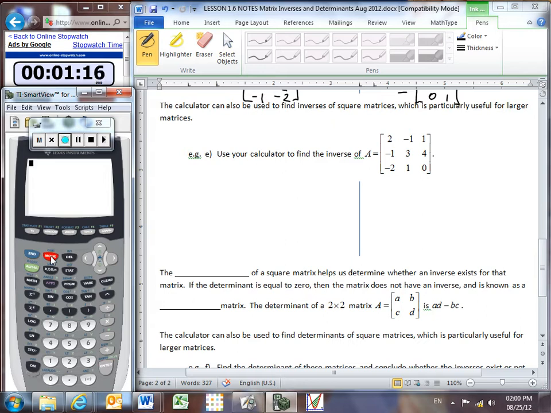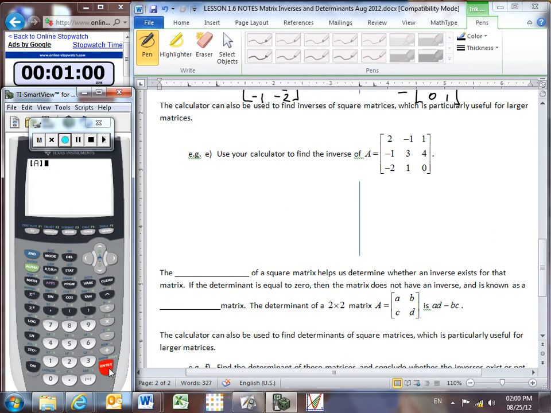And now I'm going to call up this matrix named A. So let's go back into the matrix menu, x negative 1. And this is why I'm going to the names column, not the edit column. The matrix named A, it's already selected, enter. There it is, matrix A.